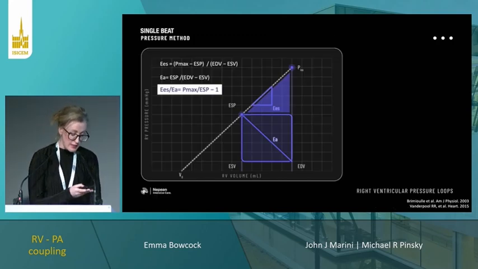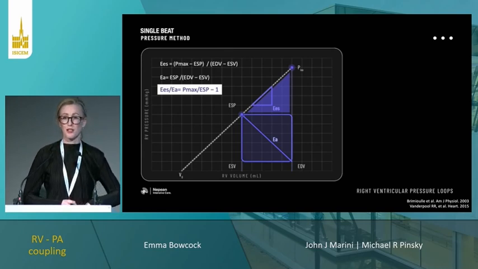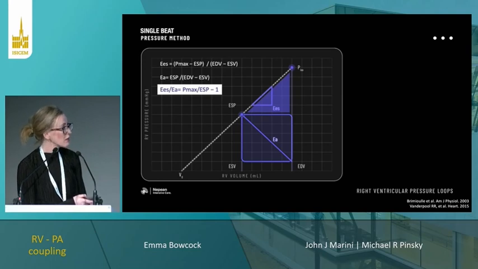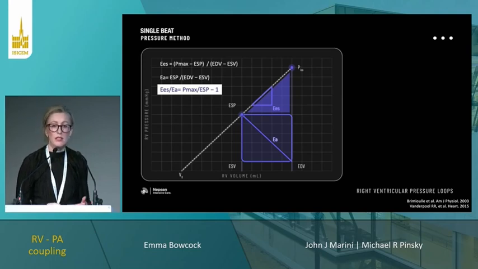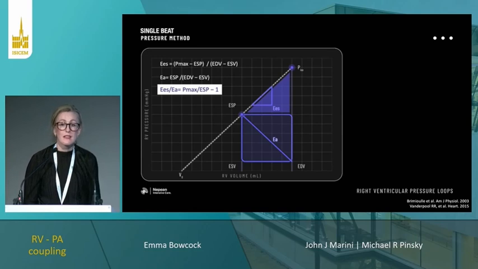And this is a busy slide that I apologize for, but I'm going to try and reinvigorate my trigonometry knowledge to explain this. So essentially, we can use a single beat method where we don't need to have the IVC occlusion balloon in. We can use the pressure method. With this method, what we do is estimate a maximal pressure, and then the line that connects this maximal pressure to the end systolic point, the slope of this line is the end systolic elastance.